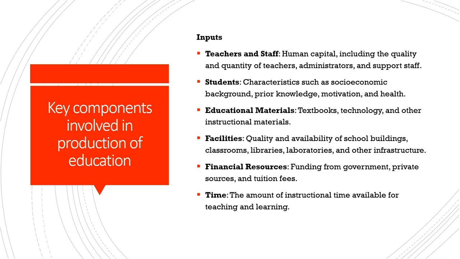Similarly, we can also consider education materials as inputs, because households have to allocate some of their resources to purchase education materials. That would include textbooks and technology and other instructional materials that are used in education institutions. Facilities is another major input that is considered in the production function, on the input side, the independent variables. So it can be the quality and availability of school buildings, classrooms, libraries, laboratories and other infrastructure, other financial resources, for example, funding from government or private sources, and tuition fees that are paid by the households. Similarly, time, the amount of instructional time available for teaching and learning.